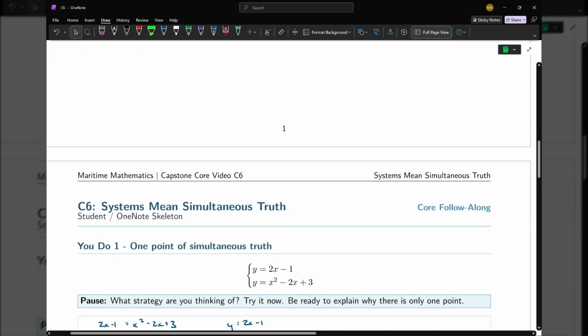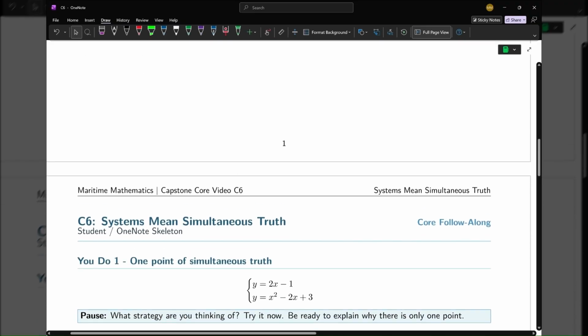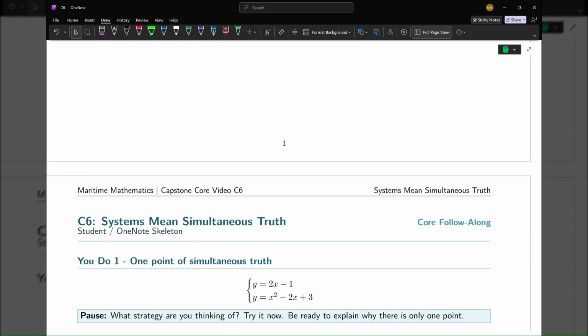Okay, so let's go on to the next example. So here's you do one. This side prompt here is 1 point of simultaneous truth. Here's the system. You have two relations, y equals 2x minus 1 and y equals x squared minus 2x plus 3. This question is, what are you thinking? Whatever you're thinking, just try it now. Try to find that simultaneous truth. Where do those equations agree? A little hint: you can see from the context over here, there is only 1 point. Try to explain what that means. Pause the video, take a shot, and we will talk this one through.